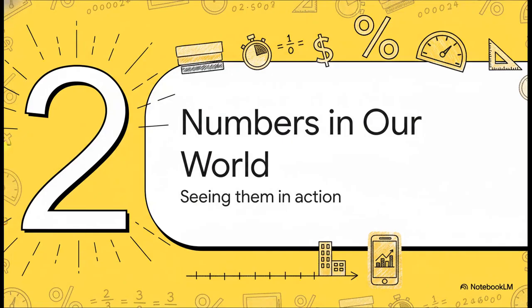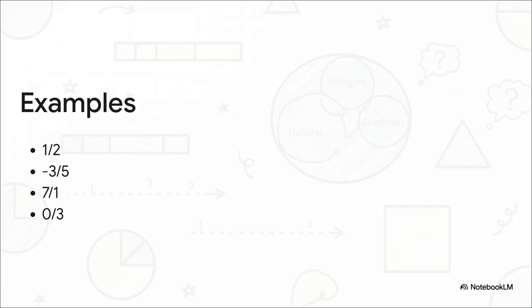Okay, so that's the theory, right? A bit abstract. Let's bring this back down to earth and back to our pizza slice to see how this rule actually works in the real world. So let's look at these. Every single one fits our rule perfectly. 1/2? Yep. 1 and 2 are both integers. How about -3/5? Totally fine. -3 and 5 are both integers. 7 over 1? Check and check.